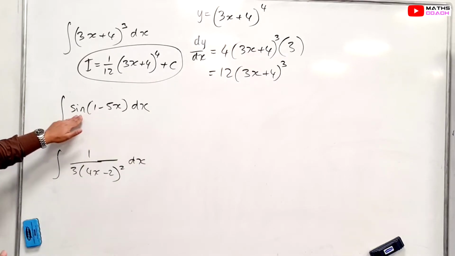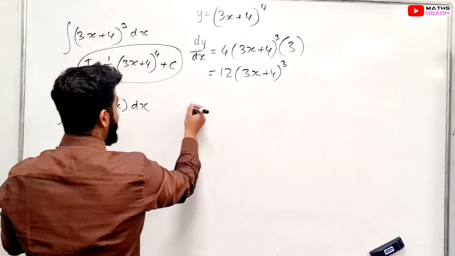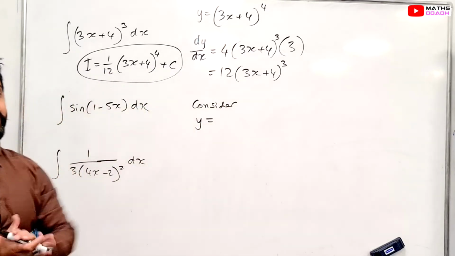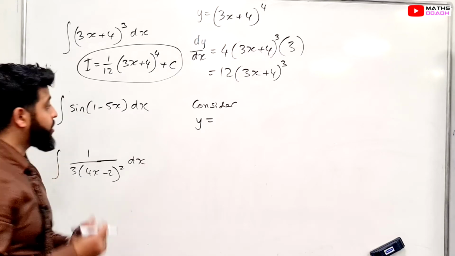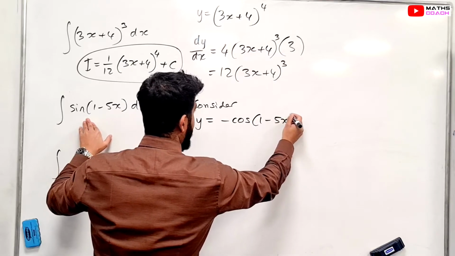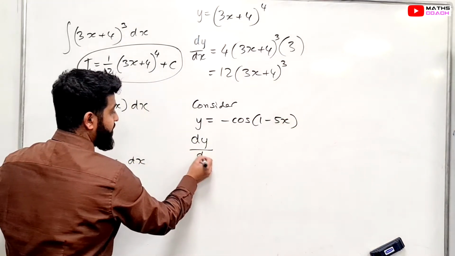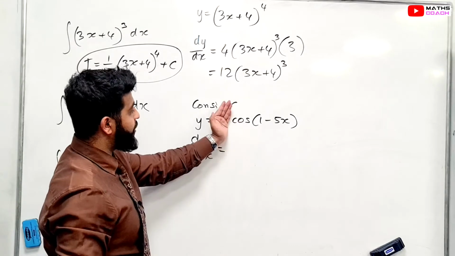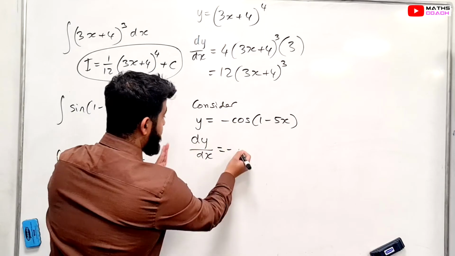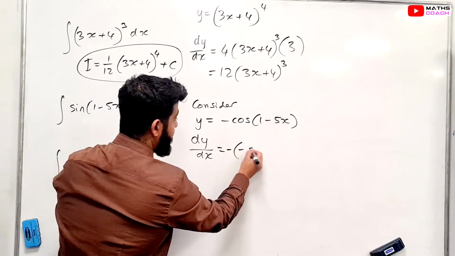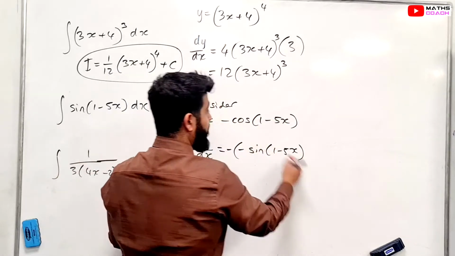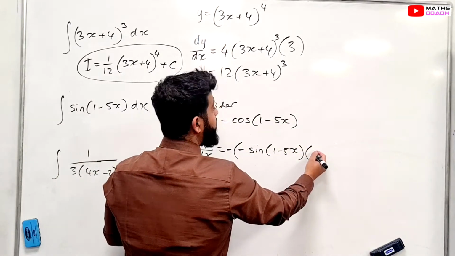Back to the trigs. So sine of (1 - 5x). So what will we do? We'll consider what here? Where does sine come from? Minus cos. So we'll have minus cos(1 - 5x). So when we differentiate this, what happens? If you differentiate just cos, you get minus sine, don't you? Yeah? So you've got the sign here already for minus. So you get minus sine(1 - 5x), and then you differentiate what's in here. So what's in here? Minus 5.